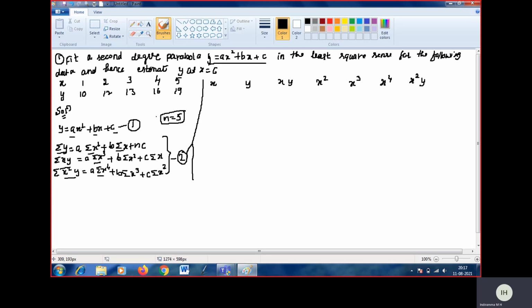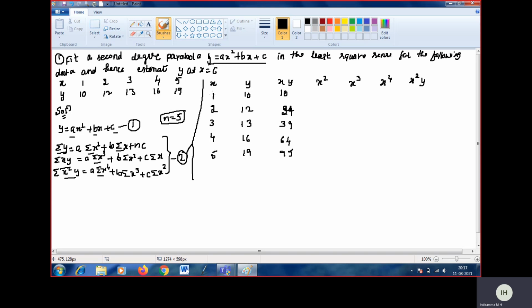So now we have to substitute all these values in the table. X values first you substitute: 1, 2, 3, 4, 5. Each corresponding y values: 10, 12, 13, 16 and 19. Next xy. Xy will be multiplication of x into y: 10, 24, 39, 64, and 19 times 5 is 95.